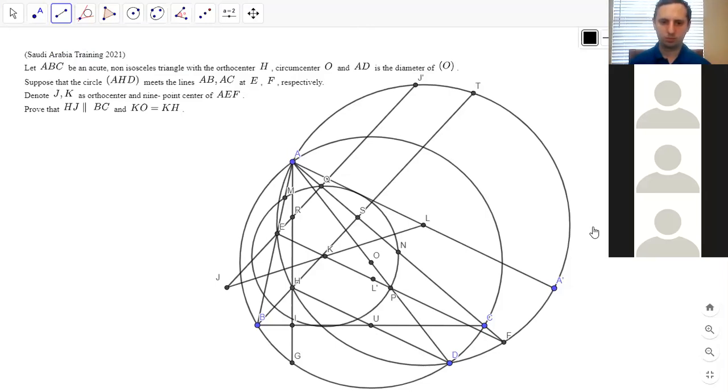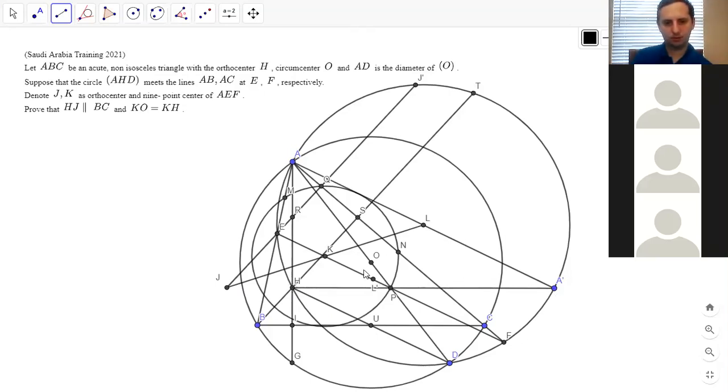Okay. So if we could prove that AA prime is parallel to EF, which is parallel to HD, and because A, P, and D are collinear, so H, P, and A prime will be collinear as well. A, P, and D being collinear means that H, P, and A prime would be collinear. Right? Yes.